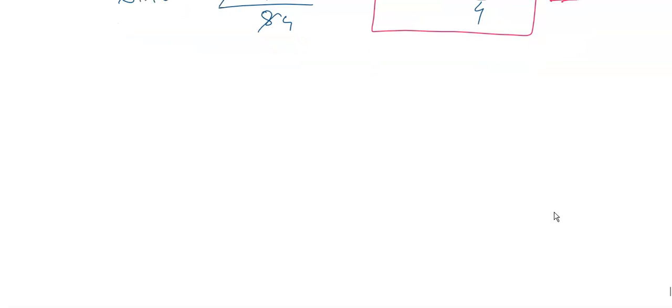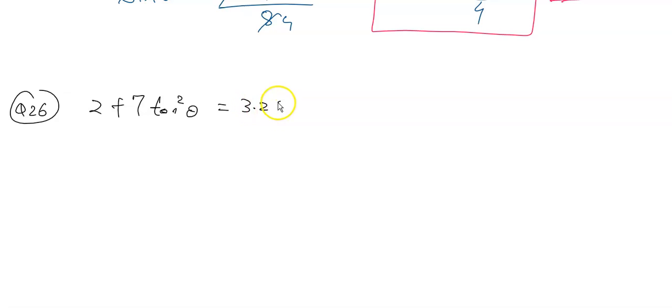Question number 26. The number of solutions of the equation. Okay. So the given equation is 2 plus 7 times tan square theta is equal to 3.25 into sec square theta.